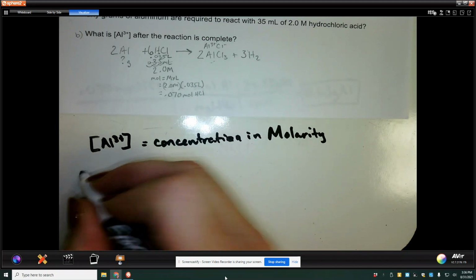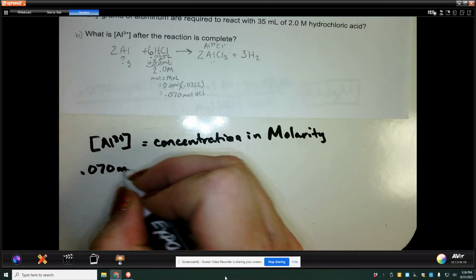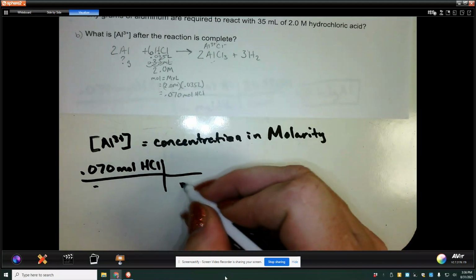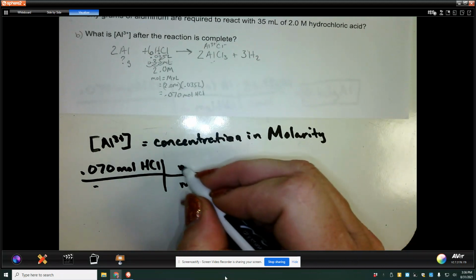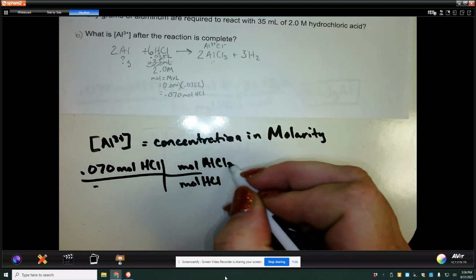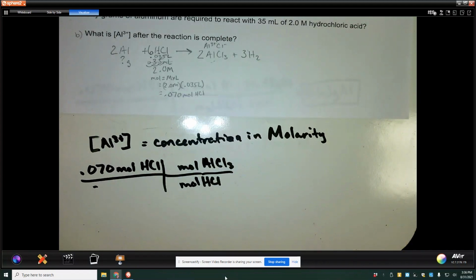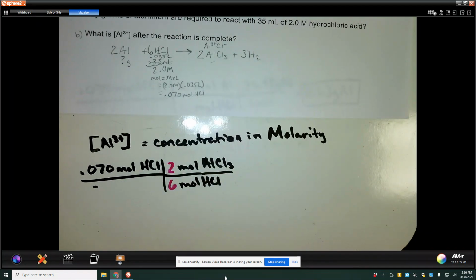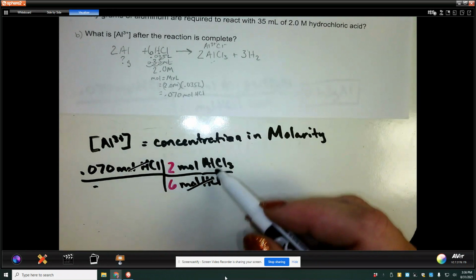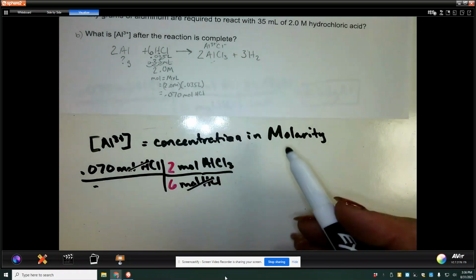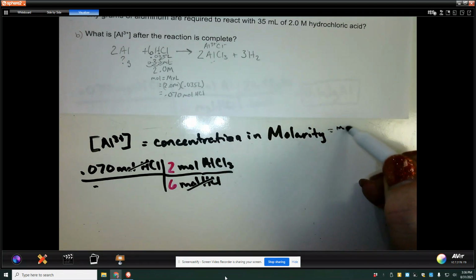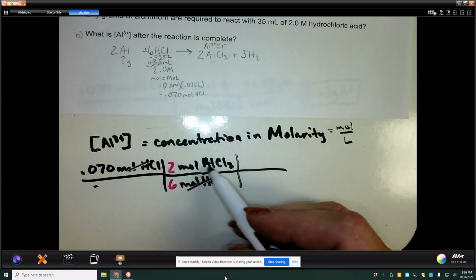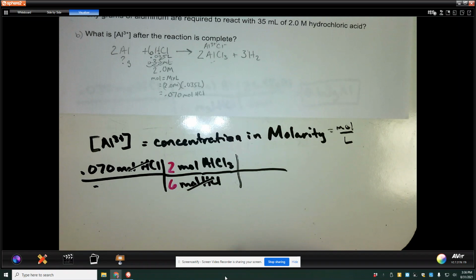So I'm going to start with my moles of hydrochloric acid, and I'm going to go to aluminum chloride. So moles of HCl to moles of aluminum chloride. And that is going to be 6 and 2. Then I need to get this to just aluminum ions because molarity is moles per liter. So I know I can get my moles this way. And so the question is, in 1 mole of this, how many aluminum ions are there?